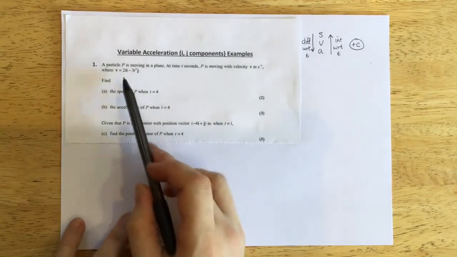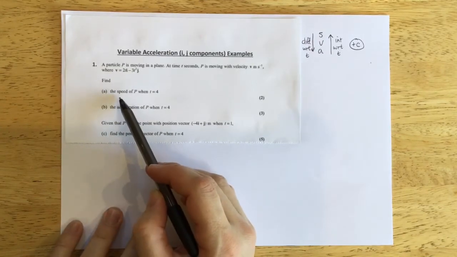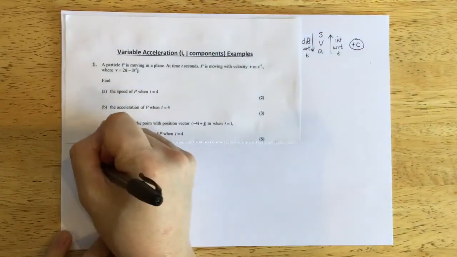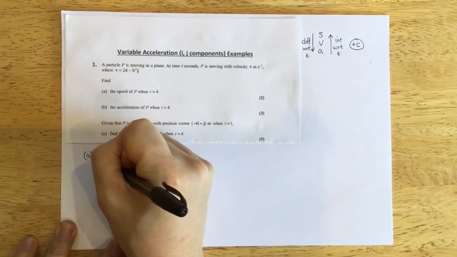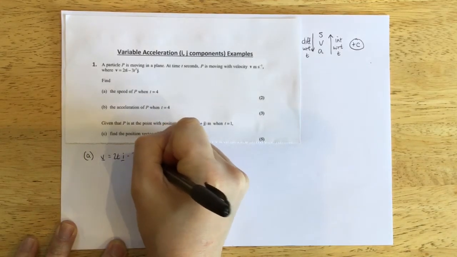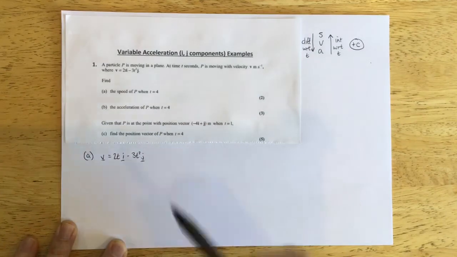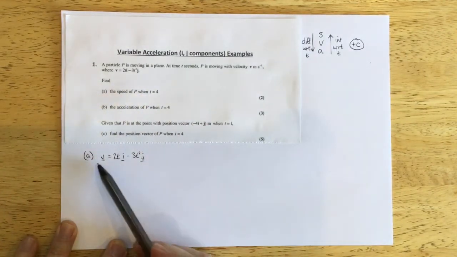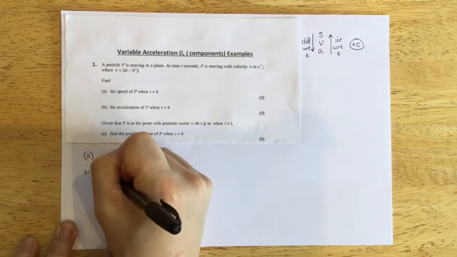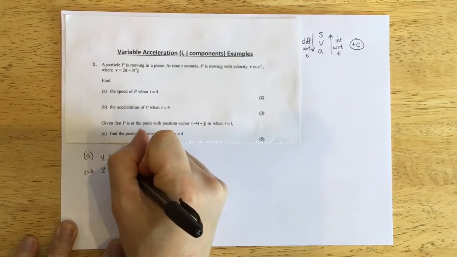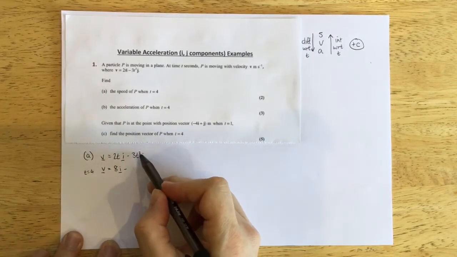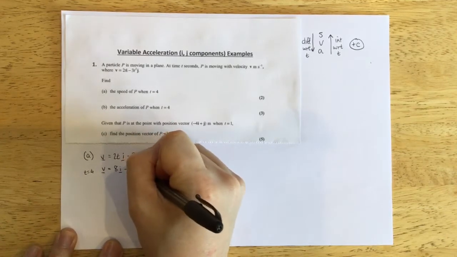Fairly straightforward when it's written in component form. Here we're asked to find the speed of P when t equals 4. Now we're given that v is equal to 2t i minus 3t squared j. Now I know to get speed, well, that's based on velocity. So when t equals 4, the velocity equals 2t is 8i minus, well, 4 squared is 16, times 3 is minus 48j.